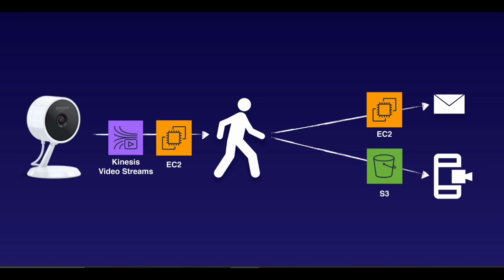So every time I get a text message on my phone saying, hey, there is a person detected, usually it's just a mailman. I think about all the processes and interworkings that are occurring every time my Amazon Cloud Cam detects movement. So anyways, this is just a simple use case for Kinesis Video Streams.